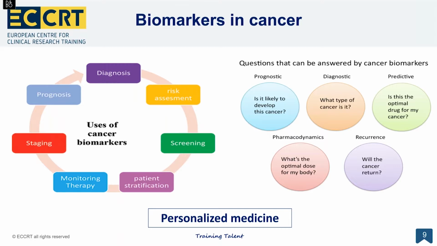It can also tell us something about the pharmacodynamics, what's the optimal dose for the body, and it can also tell if the cancer has returned. If we see that a specific biomarker in the blood has increased, then we know that the cancer has returned. On the left side, you can also see that it tells you about diagnosis, risk assessment, screening, patient stratification, and that will lead us to personalized medicine. We will bring this specific treatment for this specific patient at that specific time.